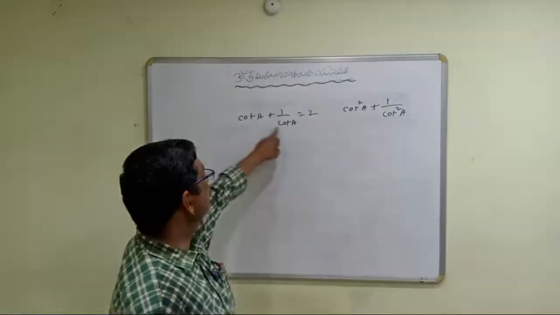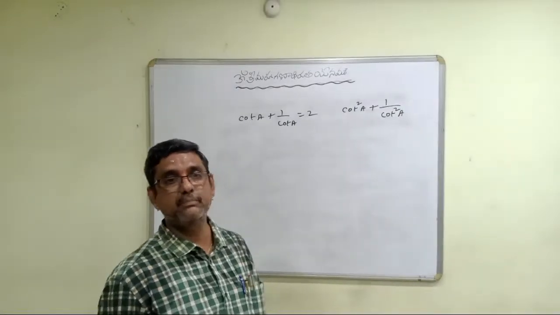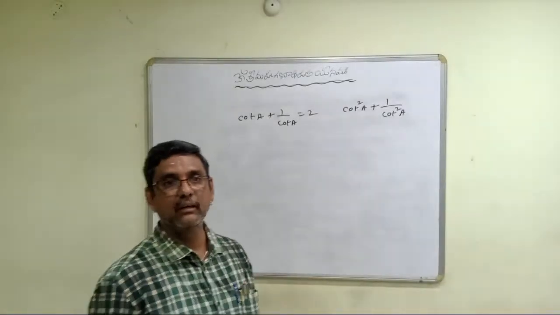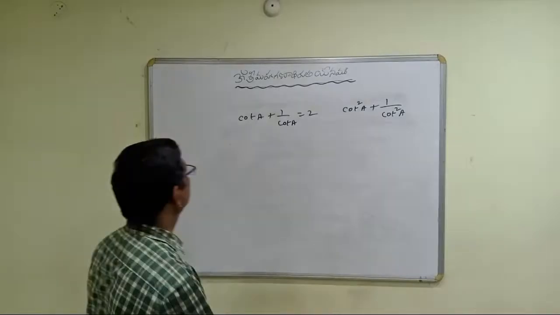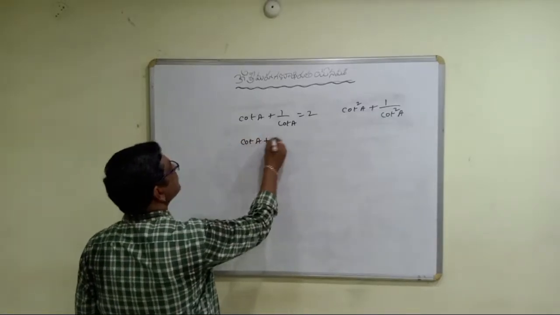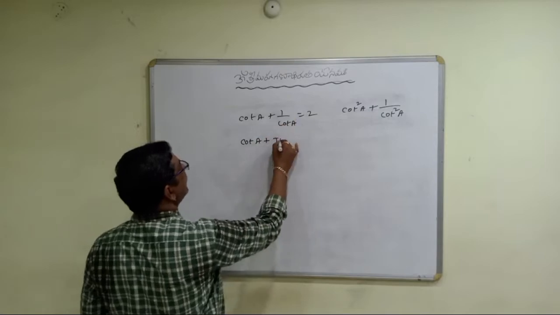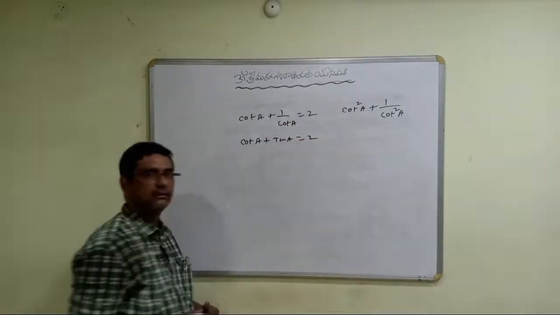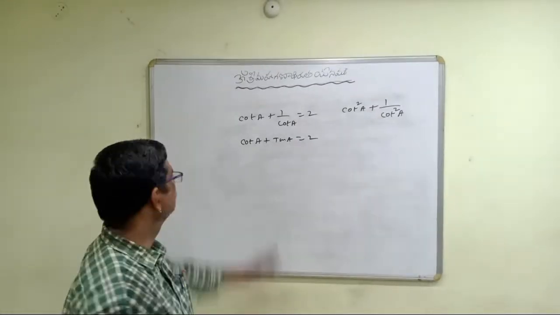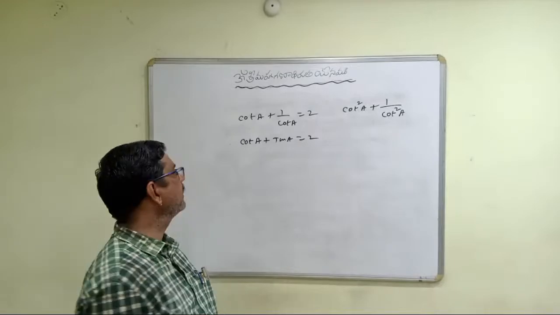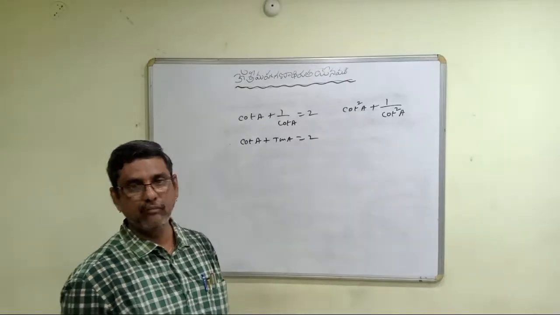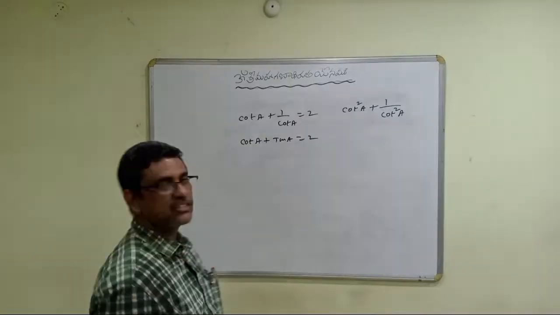It is in the form of A plus B. A plus B is given 2. And he is asking to find out A square plus B square. Before that, what I do is, instead of 1 by cot A, I will write it as tan A. Will you accept it? Yes, we can write it. So cot A plus tan A is 2.